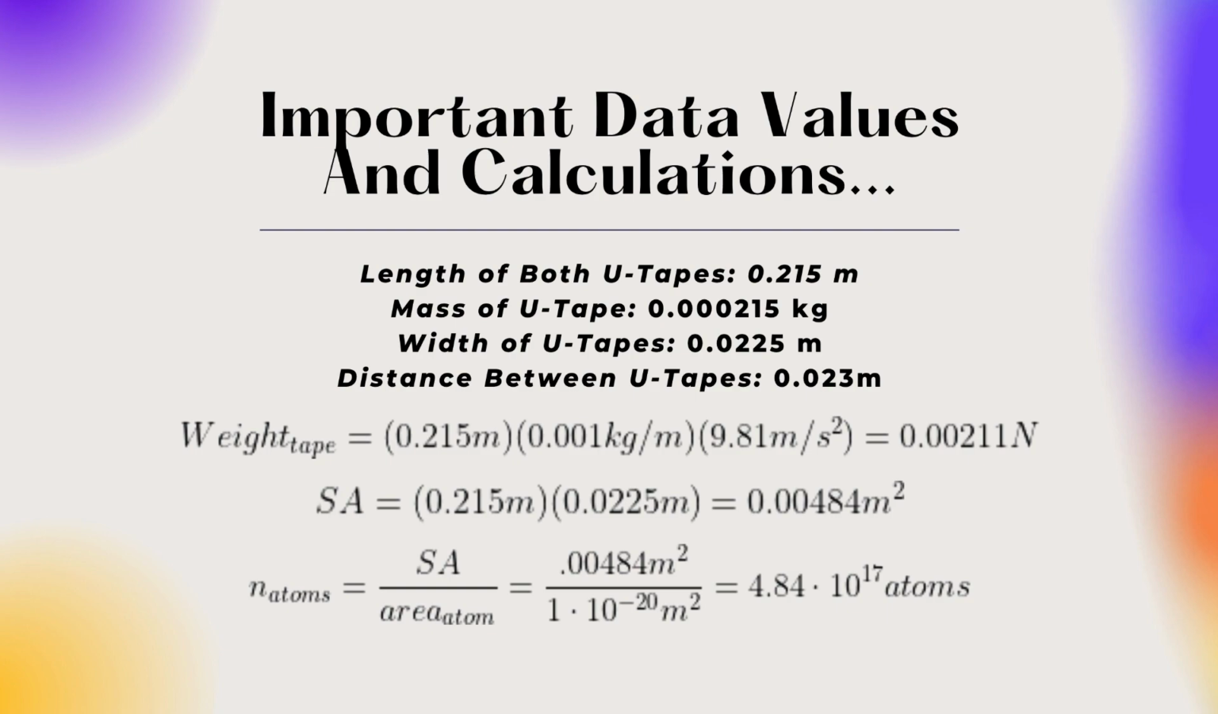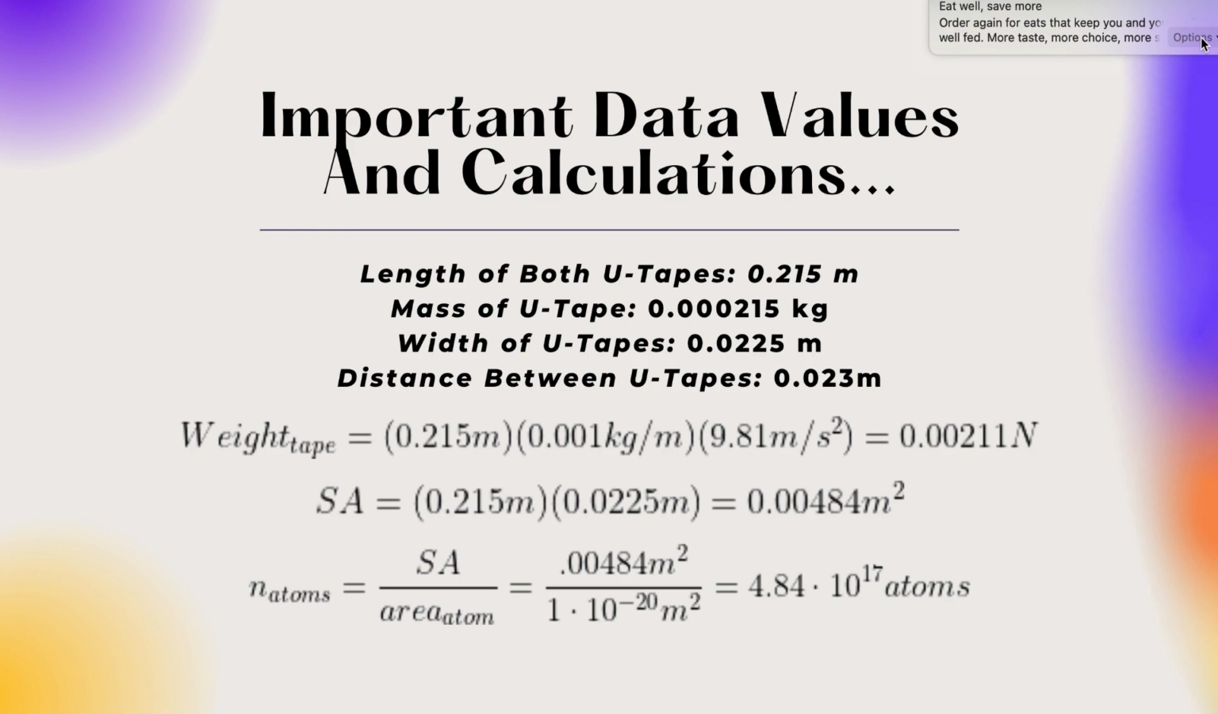Let me state some of the important values regarding this experiment. The length of both U-tapes ended up being around 0.215 meters, and the mass of each was 0.000215 kilograms. The width of the tapes was 0.0225 meters, and the distance between the two tapes once flotation was achieved was around 0.023 meters. I multiplied the mass of a piece of tape by the acceleration due to gravity to get the tape's individual weight. I then multiplied the length by the width of a tape to get the surface area.